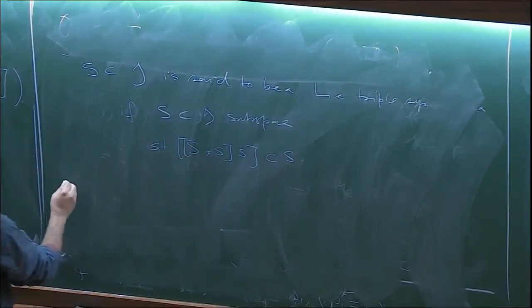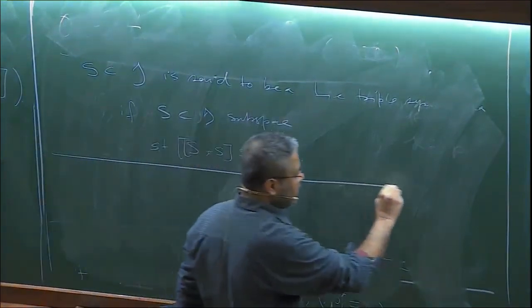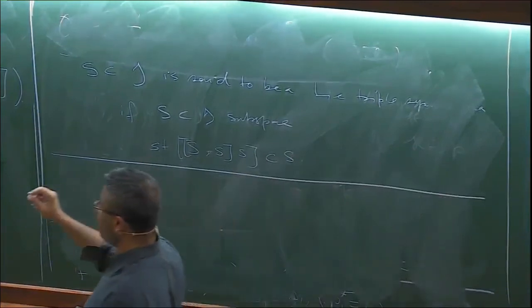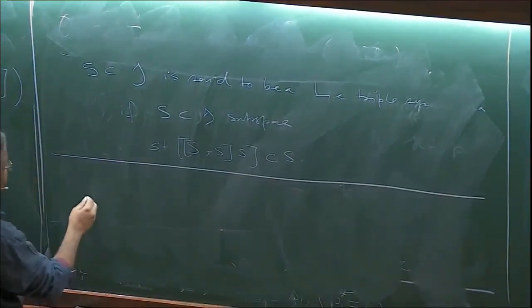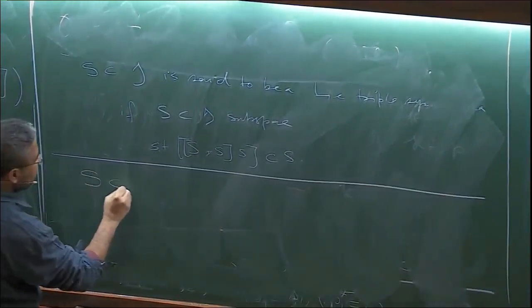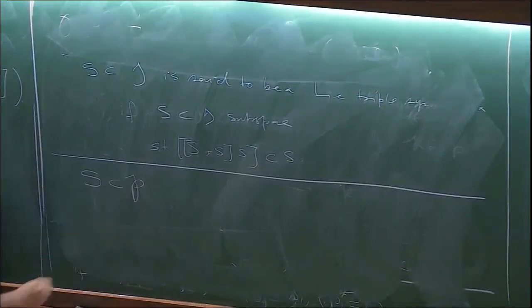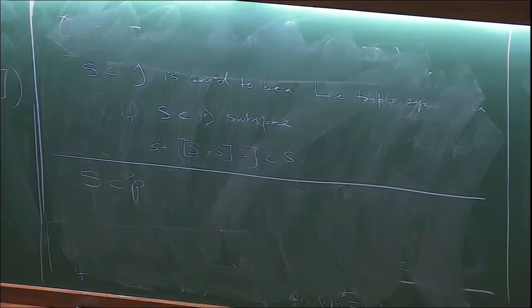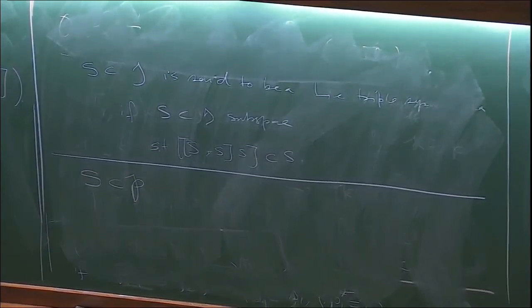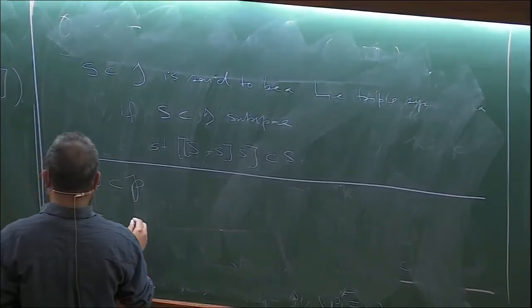So, how does a totally geodesic submanifold of a symmetric space relate to a Lie triple system, or how is it classified by a Lie triple system? They are classified by Lie triple systems inside P. Lie triple systems of G which are sitting inside P. The subspace of P which is satisfying this property.